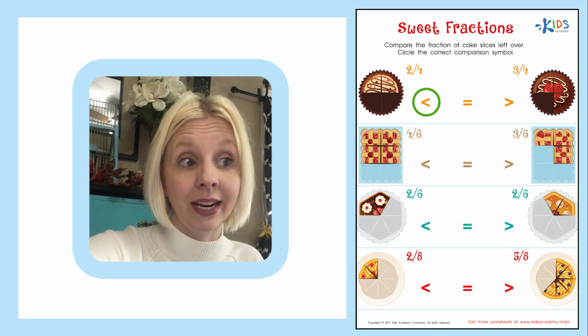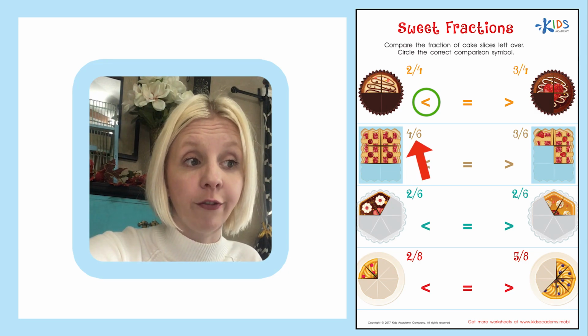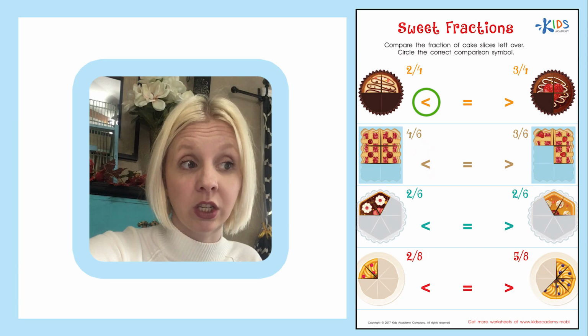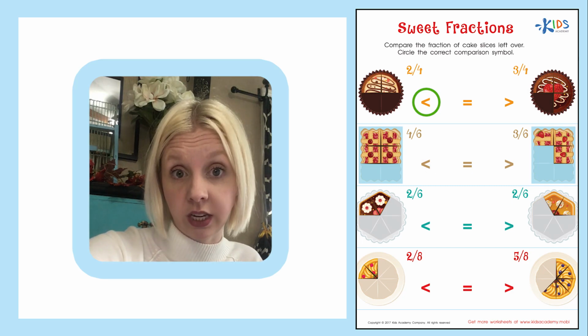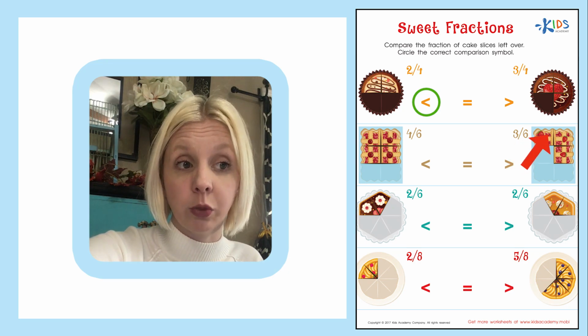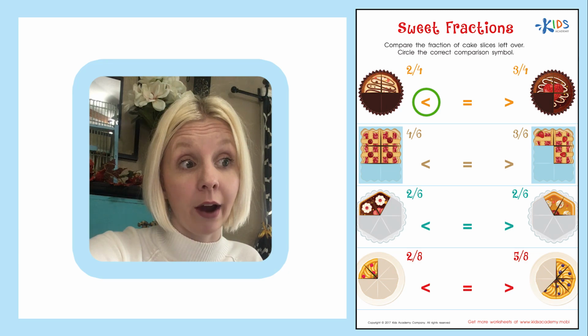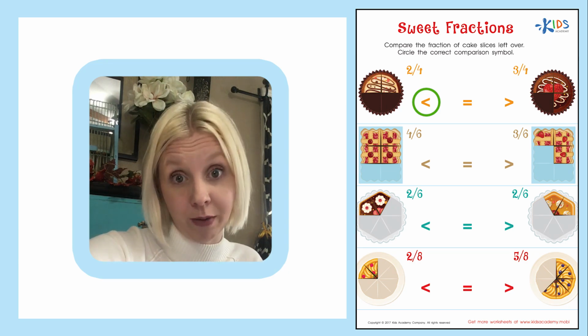Looks like the next one is some pie. So we're going to decide which one of these 2 pies has the most. The first one has 4/6, which means there's 4 pieces out of 6 left over. The next one is 3/6, which means 3 out of 6 pieces are left over. Would you rather have 4 pieces or 3 pieces?